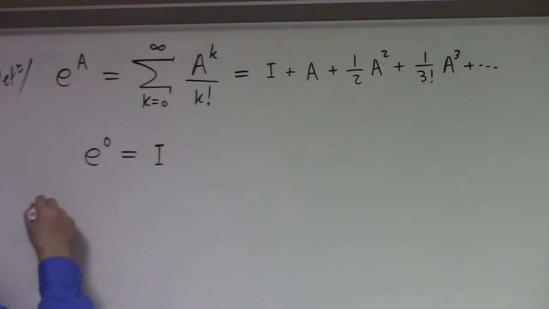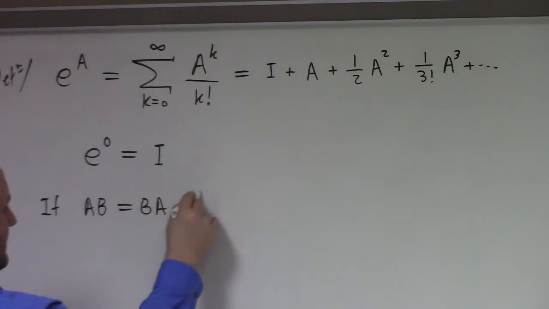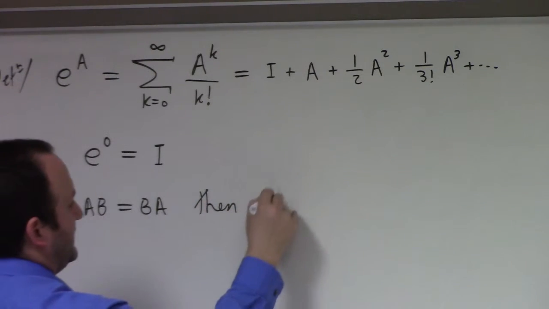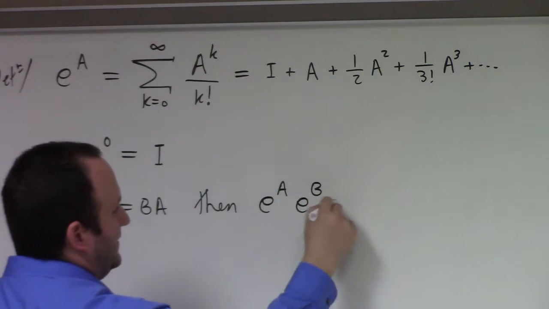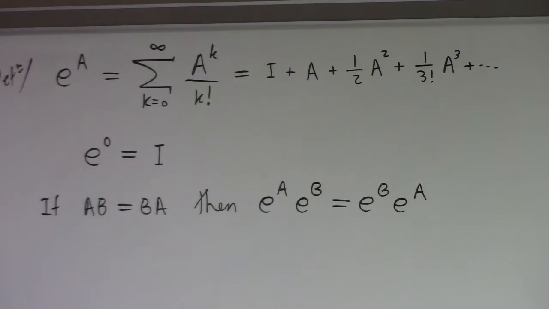And if AB is equal to BA, then you have this also: e to the A times e to the B is equal to e to the B times e to the A. You can prove that. Don't worry, I'm not going to do that to you today.